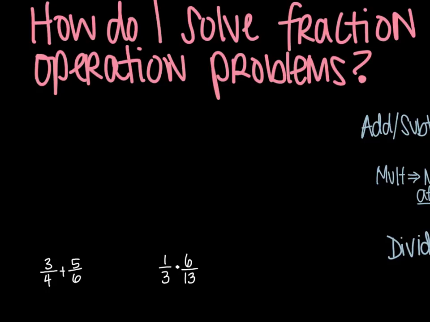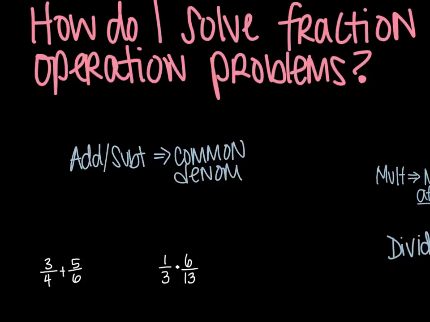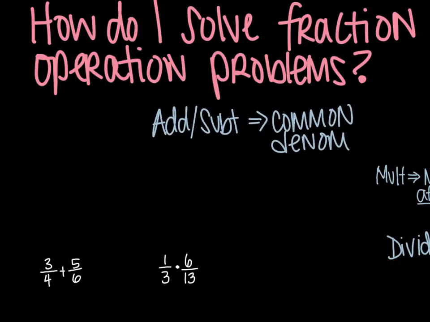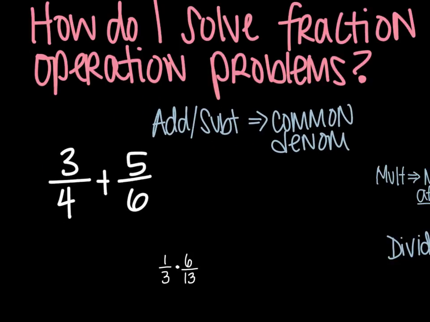How do I solve fraction operation problems? This is going to be a speedy, fast review for you. Adding and subtracting, you have to have a common denominator. For example, I have 3/4 plus 5/6. So I need to make a common denominator. That common denominator would be 12.